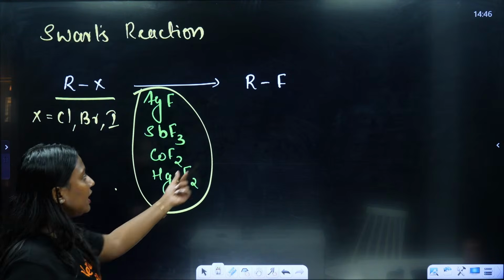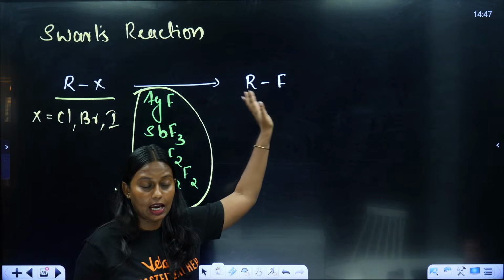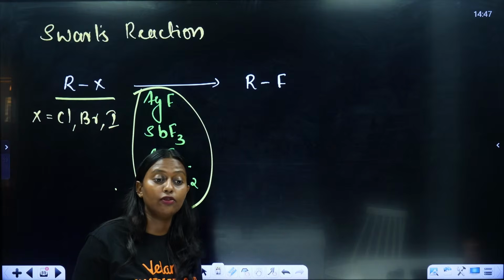So what will you get? You will get metal alkyl fluoride. Okay, alkyl fluoride you will get.